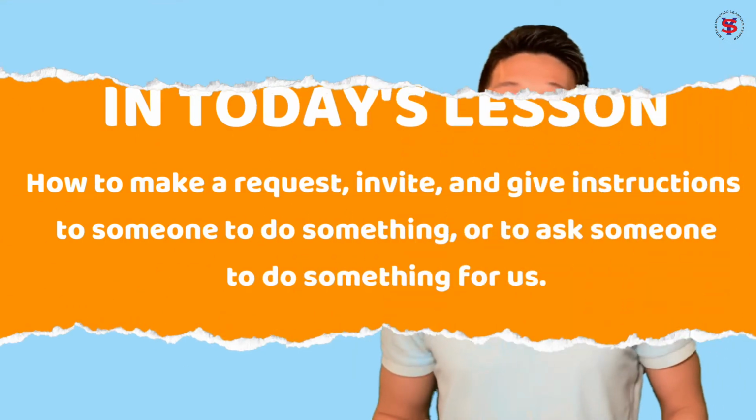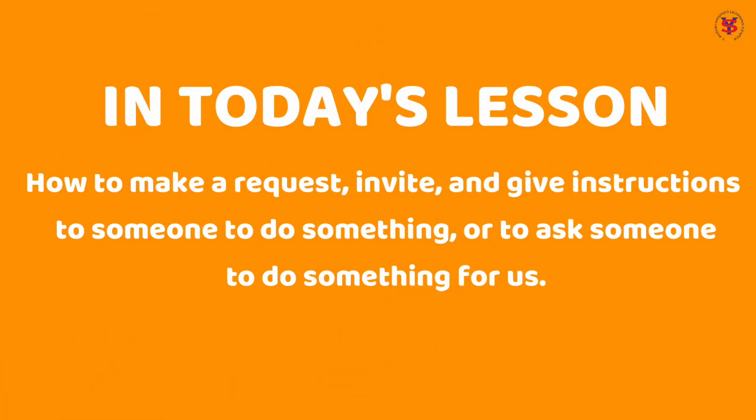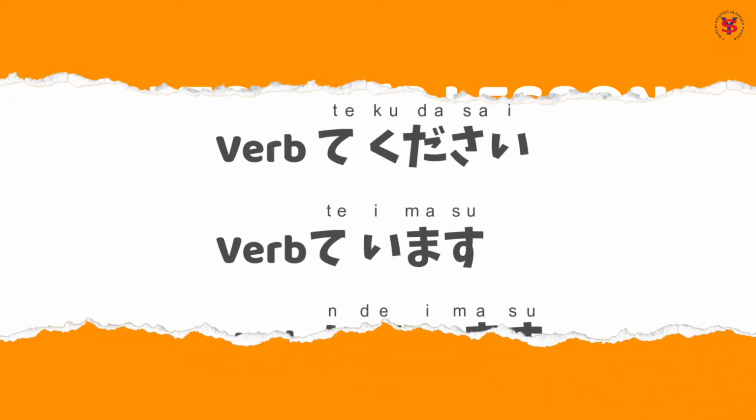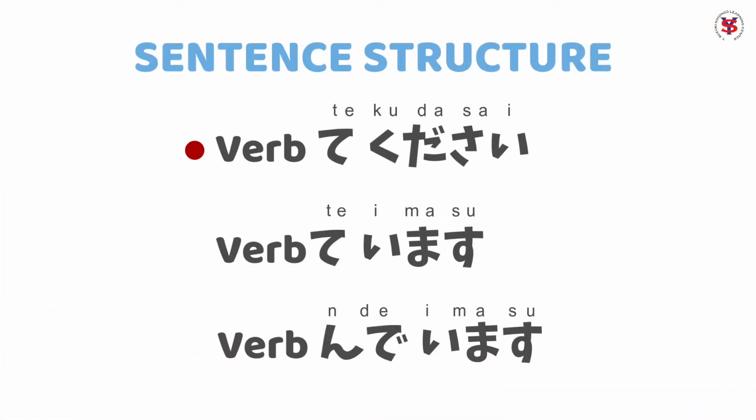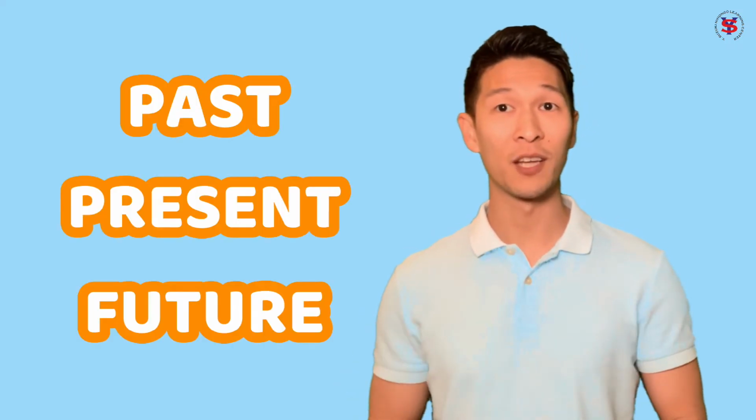This lesson, we will learn to make a request, invite, and give instructions to somebody to do something or to ask somebody to do something for us by discussing some of the common functions of the te form. Mainly the verb te kudasai, verb te imasu, and verb nde imasu. We will also look at these forms in the past, present, and future tense. Make sure to pay attention until the end as may activity akong papagawa sa inyo. So, ready na ba kayong matuto? Chanto kite kudasai!